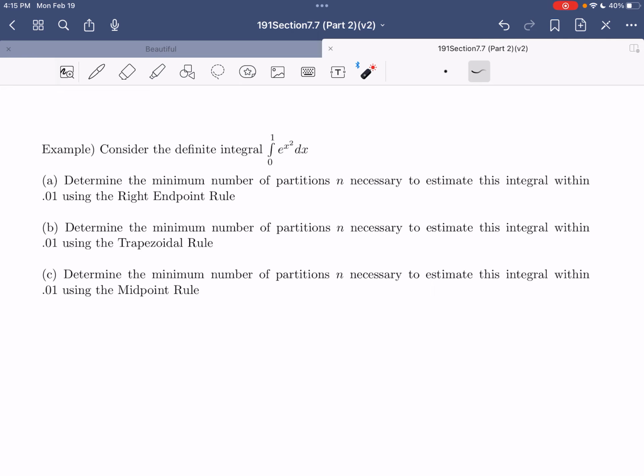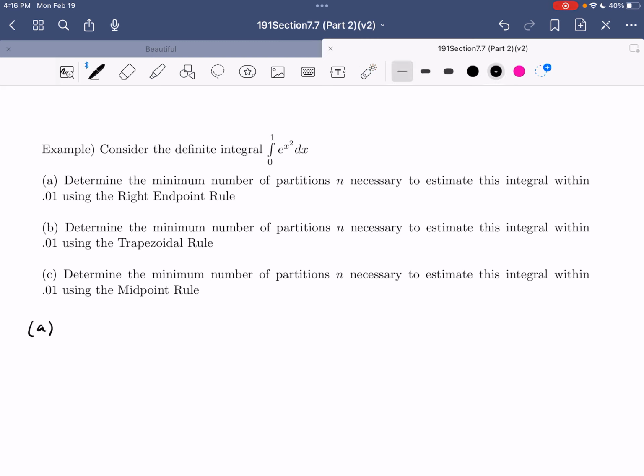Mathematicians have proved that there is no closed form, meaning a function written out with other elementary functions, that acts as the antiderivative of e to the x squared. So there is no way to directly integrate this and plug in the bounds. We have to use approximate integrations like the right endpoint rule, the trapezoidal rule, or the midpoint rule to approximate this integral. What we're going to do in this problem is say maybe our threshold is 0.01. We don't want more error than 0.01. So how many partitions, how many approximations would we need to do to make sure we have error less than 0.01? Let's see how to do that.